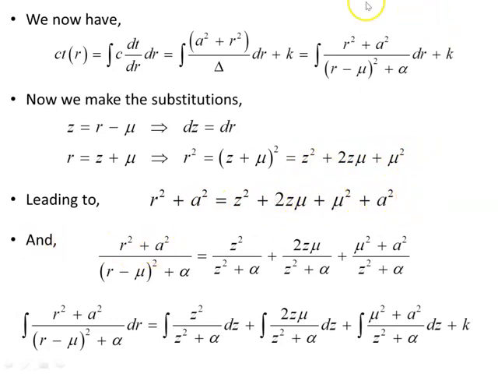And so let's now write out the integrand here, r squared plus a squared on r minus mu all squared plus alpha. Well, that becomes this over the denominator, which is, as we've seen earlier, z squared plus alpha. r minus mu is z, so z squared plus alpha. So we have z squared on z squared plus alpha, 2z mu on z squared plus alpha, and then the constants at the end, mu squared plus a squared, all over z squared plus alpha. So our integral is now this, integrating with respect to z, plus our constant of integration.